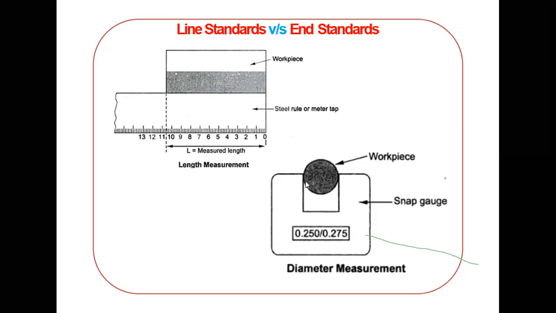So that is the basic difference there. Here the workpiece diameter is 0.250 and the snap gauge ends are 0.275 mm. So the snap gauge ends are 0.275 mm. So that is the measurement division.